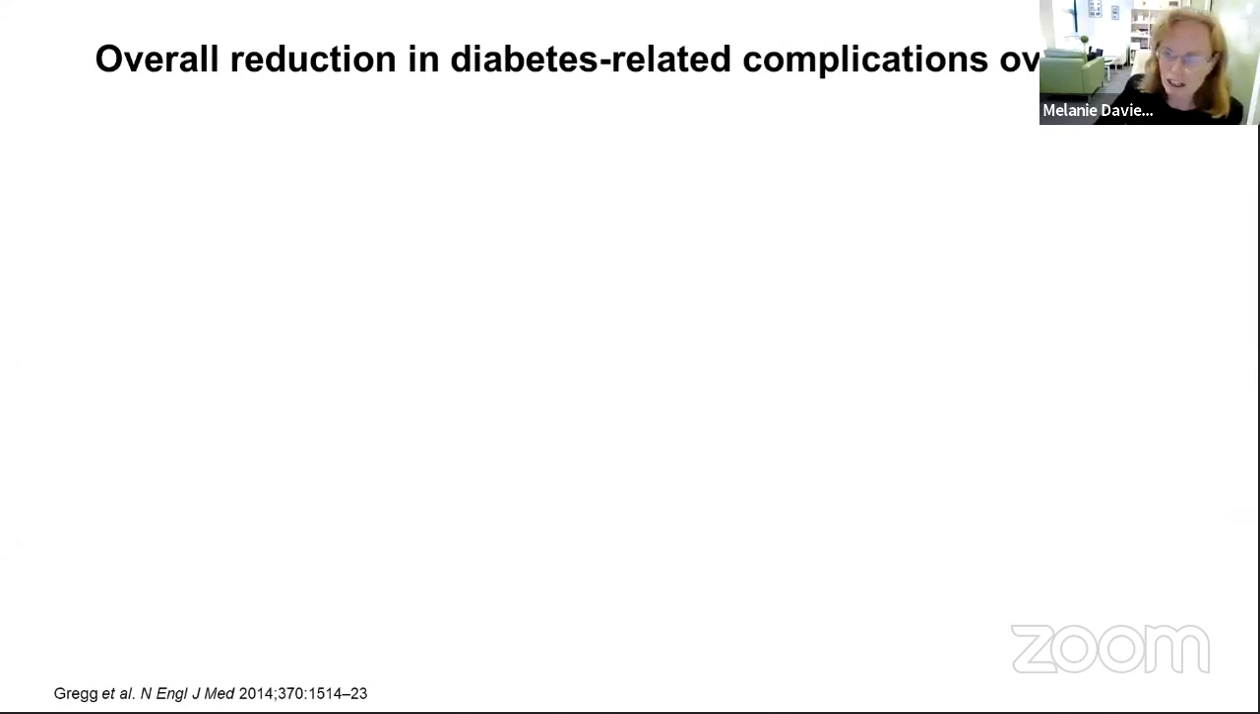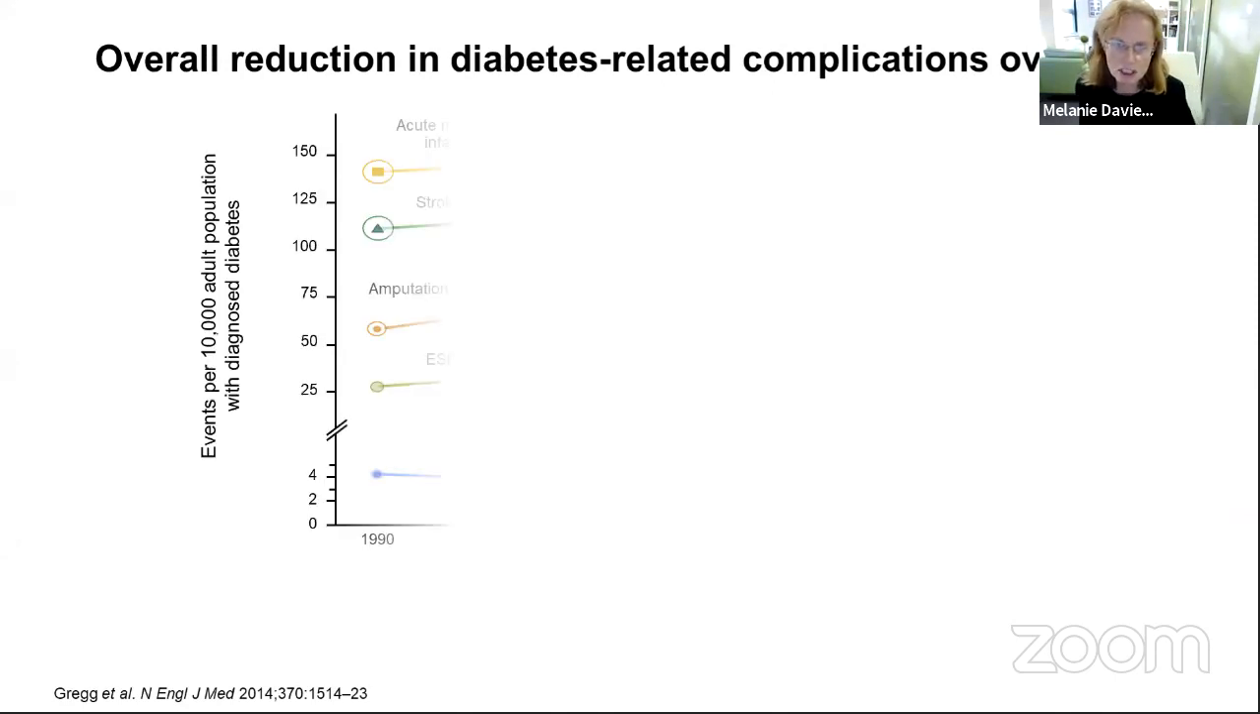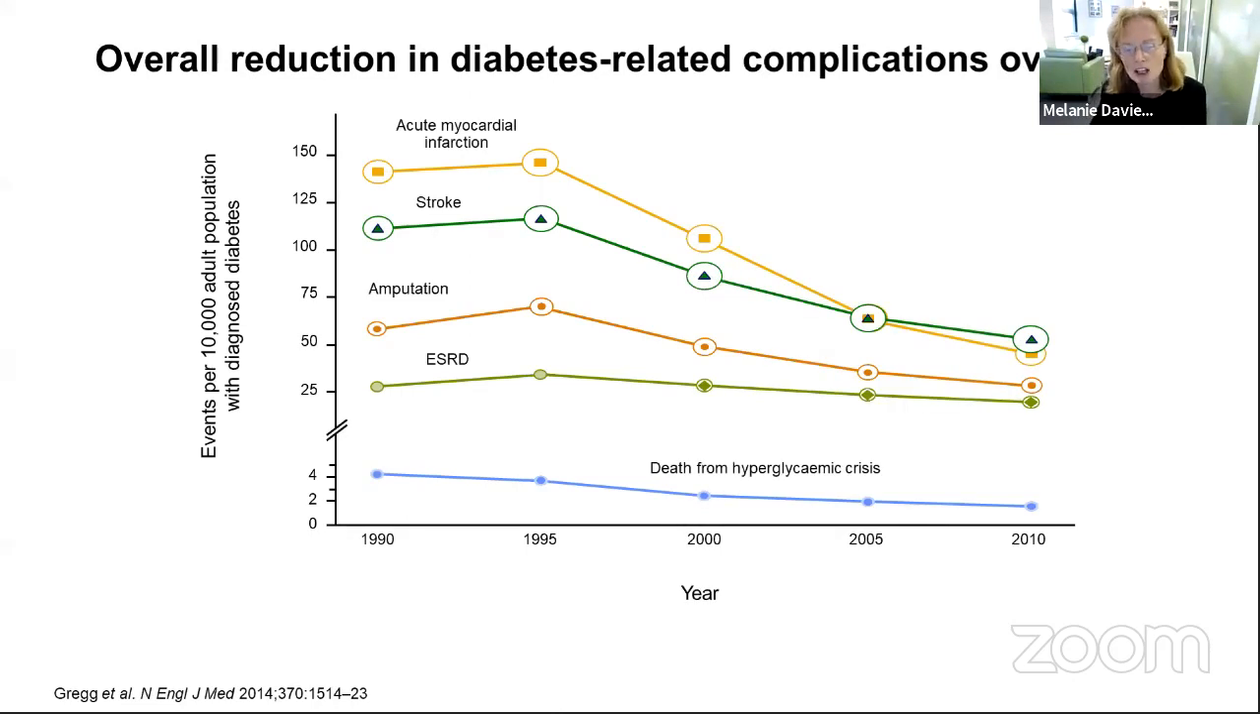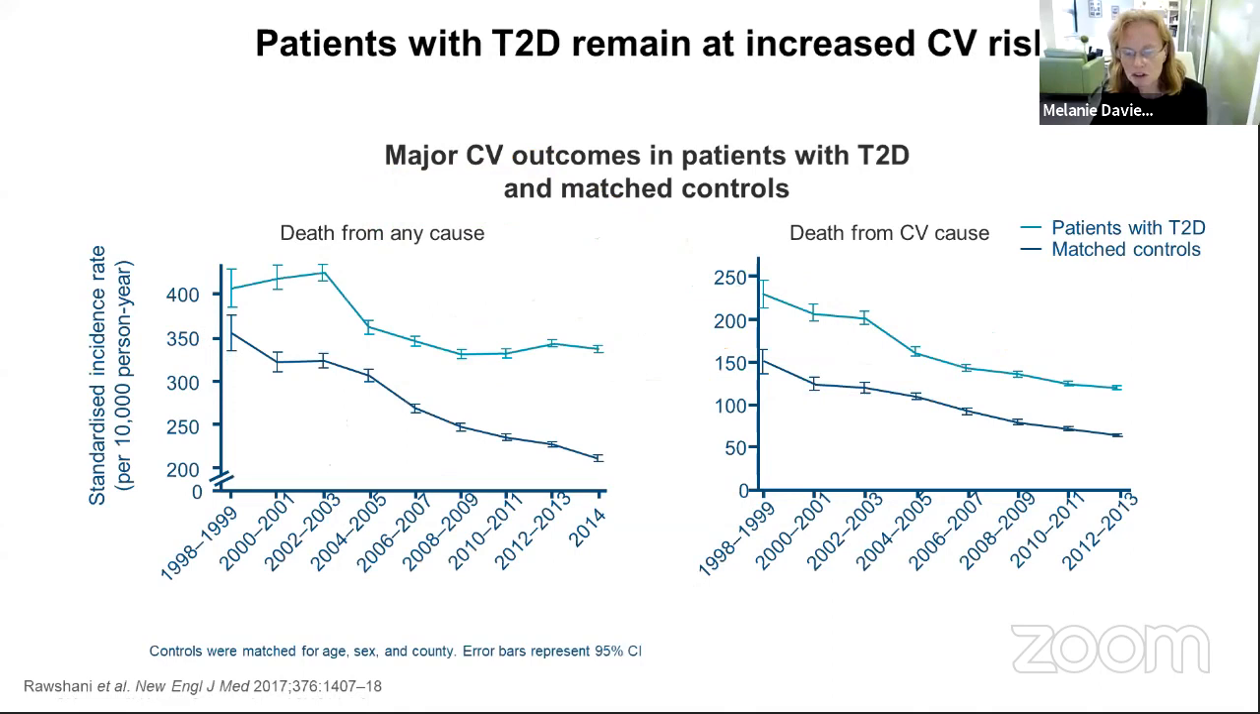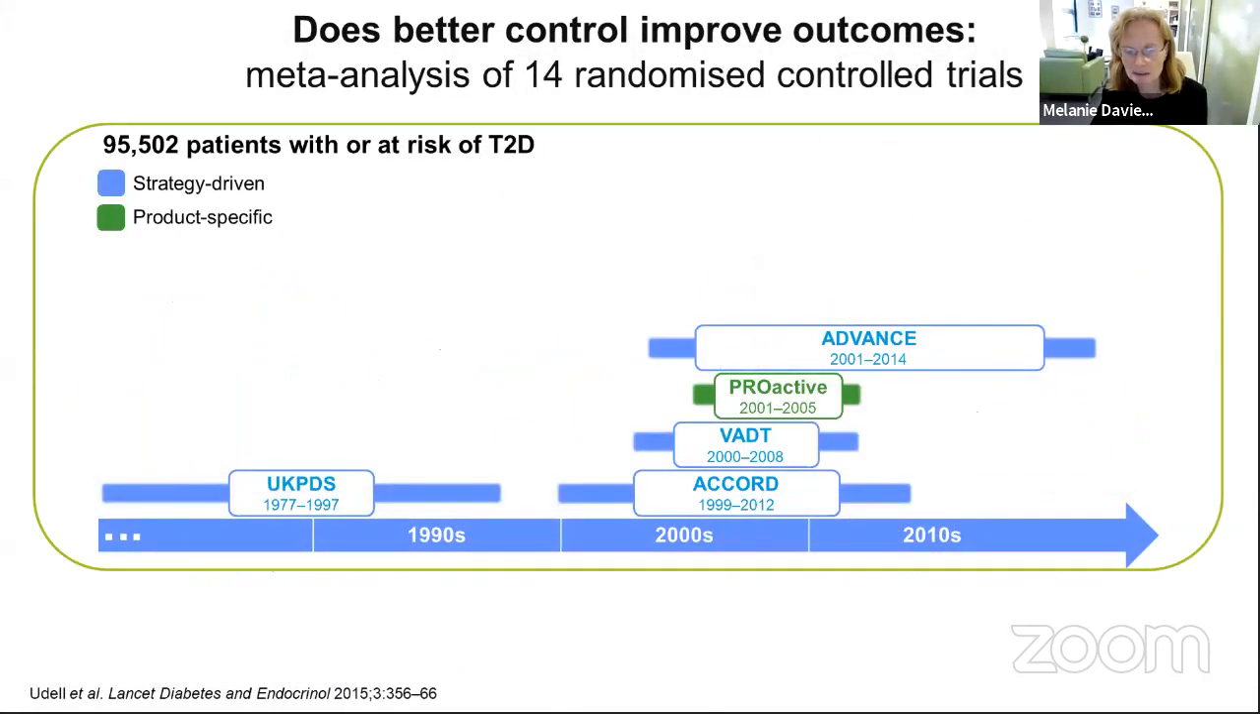So I think he very nicely described the excess risk in people with diabetes, and whilst over time we've made some impact on reducing complications, you can see that end-stage renal disease remains a significant problem. And I think one of the real worries is that there continues to be a gap in outcomes, both in death and death from cardiovascular disease in people with type 2 diabetes, compared to those without diabetes.